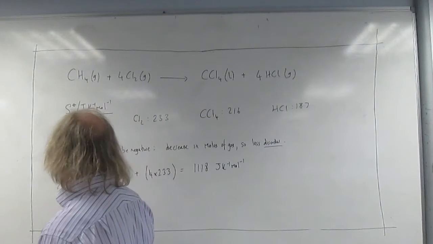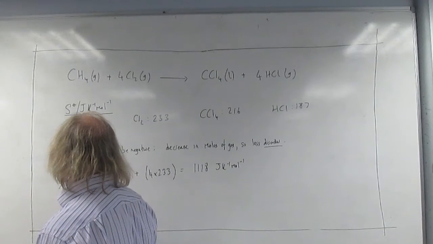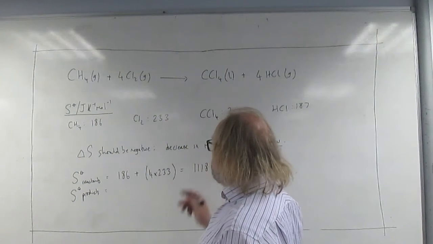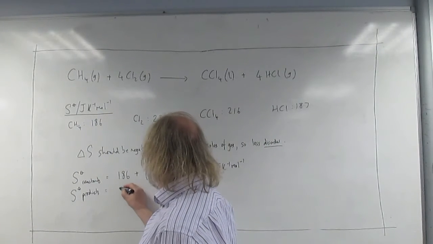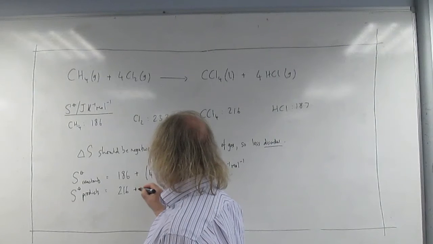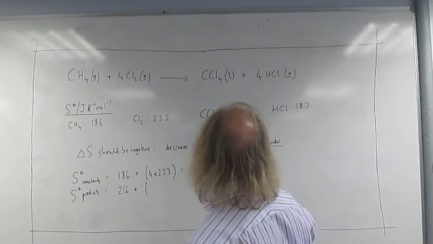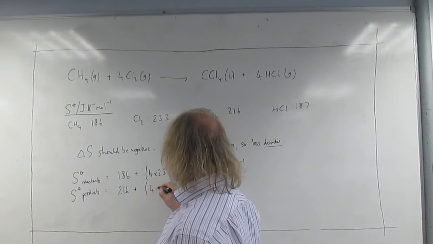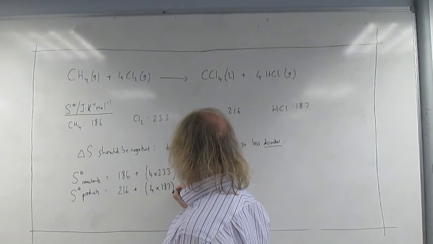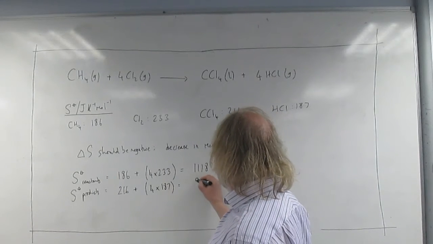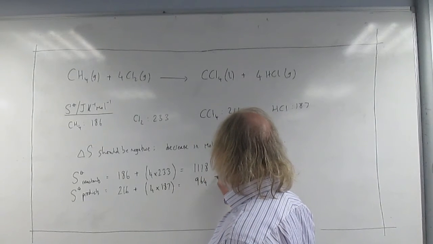And S naught of the products, so we've got 1 of those, so that's 216, plus 4 lots of HCl, so 4 lots of 187, which comes to 964 joules per Kelvin per mole.